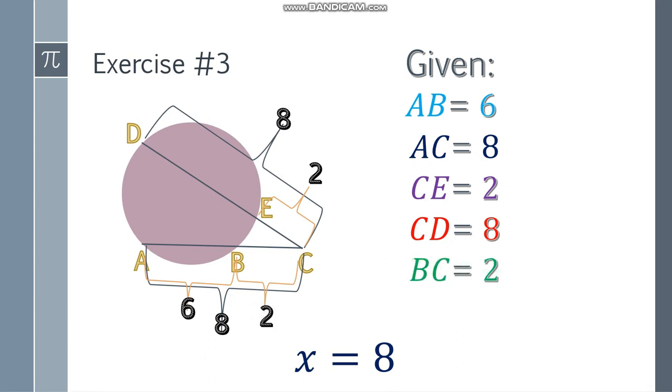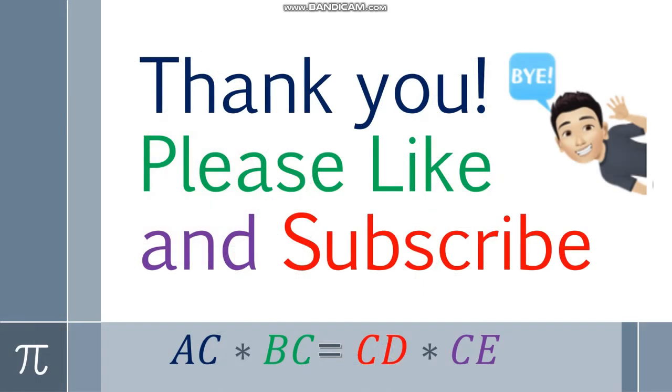And there you have it. As you may have noticed, segment AC has the same value as CD. So AC is 8 units, and segment CD is also 8. And that's the end of the lesson on how to solve the secant-secant segment theorem.